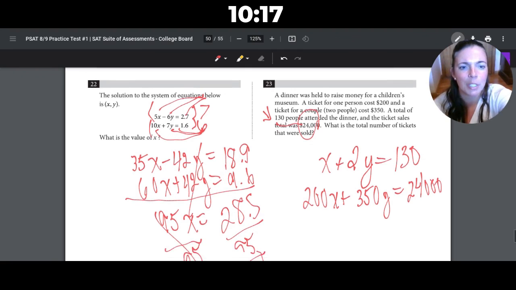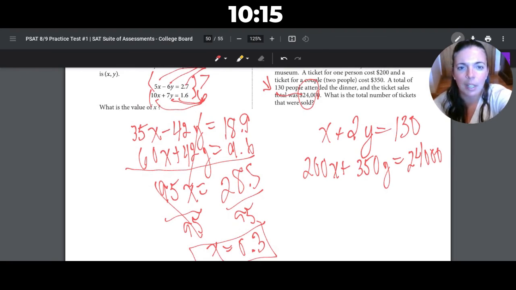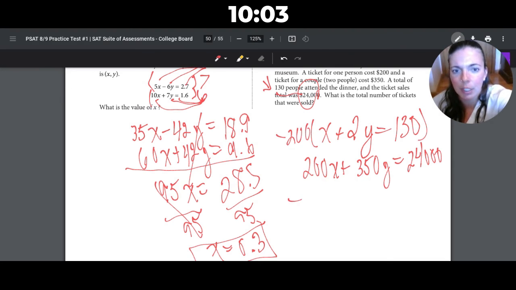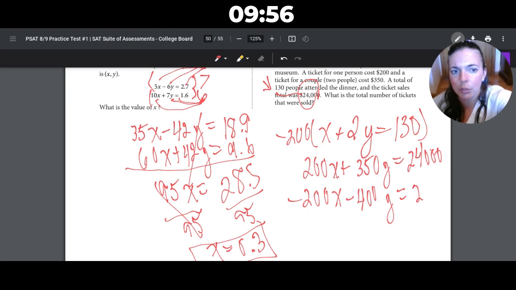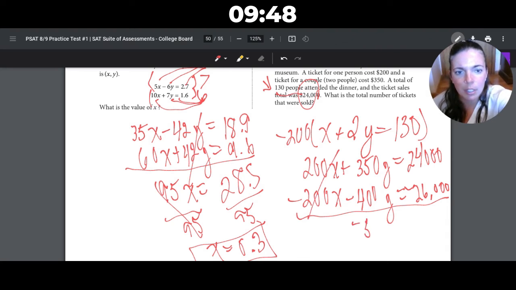Okay, so what is the total number of tickets that were sold? So we need to solve this system and find X and Y to add those back together. So let's see. Let's multiply this by negative 200, and that'll help us get these to cancel out. So negative 200 X minus 400 Y would equal negative 26,000. And now I can combine like terms, and this will cancel out. Negative 50y equals negative 2,000.